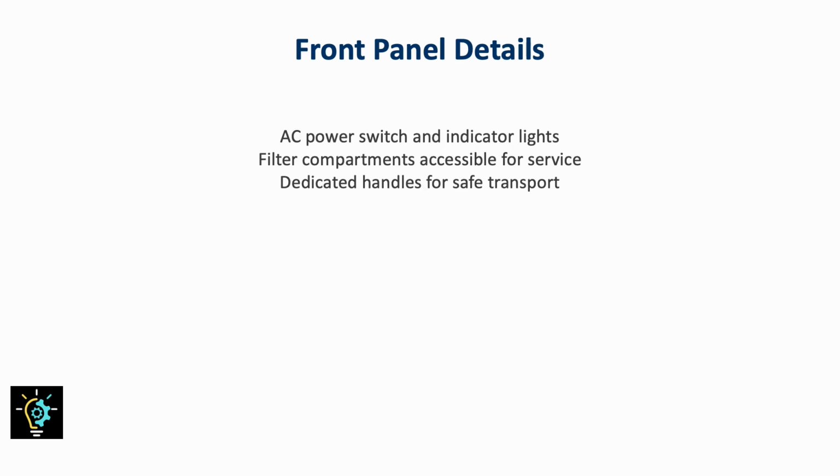Digging deeper into the front panel, we find smaller but important details. The AC power switch is right there, easily accessible for powering the unit on and off. Indicator lights provide instant feedback on whether the system is powered and ready. You'll also notice filter compartments that can be opened for quick servicing, which is crucial for routine preventive maintenance.